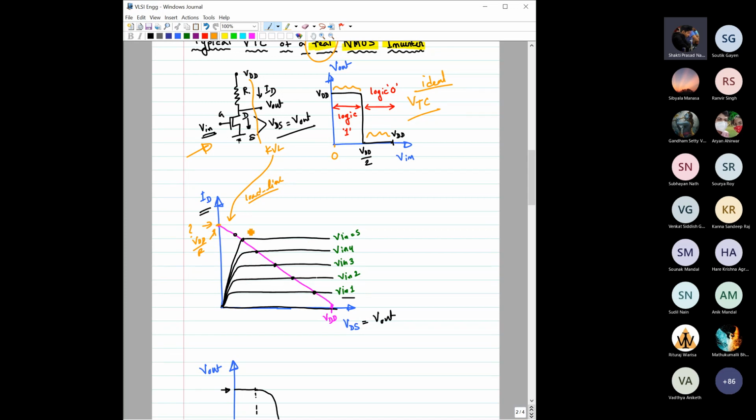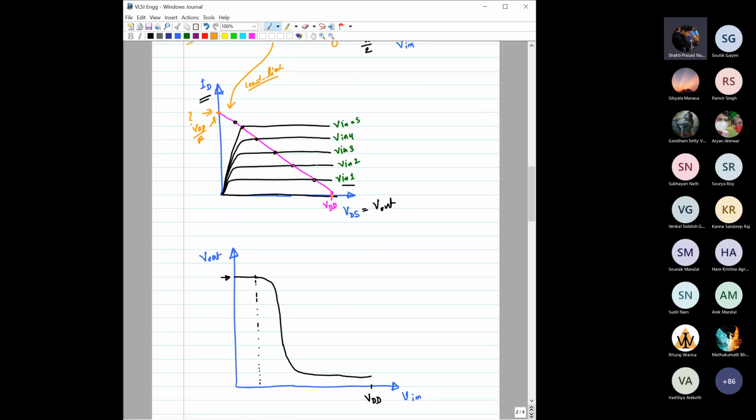The intersection of this black line and this pink line would give you the points. So here we have first this point, then this, then this, then this, from say 0 volt to 5 volt. Then if you want more data points, instead of 1 volt you can plot at 0.6 volt, 0.7 volt, 0.9 volt. Then you will get many more intermediate points. So you can do it.